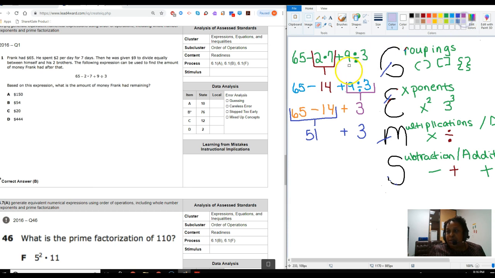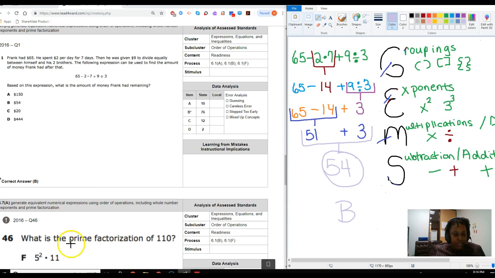So anyhow, I'm going to come over here and do my last step. Only have one thing left. I have no powers or anything. So I could just come over here and do my last step, which is 51 plus 3. And when I do that, I get 54. So once again, the answer choice is 54.